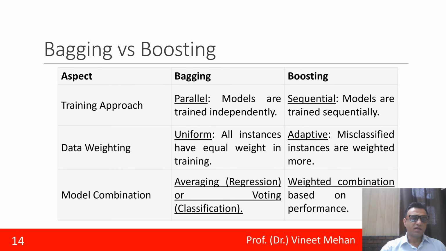Then is the comparative analysis. If we talk about training, the training approach followed by bagging is parallel, whereas for boosting it is sequential. Then corresponding to the second term, the weights in bagging are uniform, whereas the weights keep on changing in boosting. Then the model combination is averaging or voting, whereas we have a weighted combination in the case of boosting. So this is the comparative analysis of the two techniques, bagging and boosting.